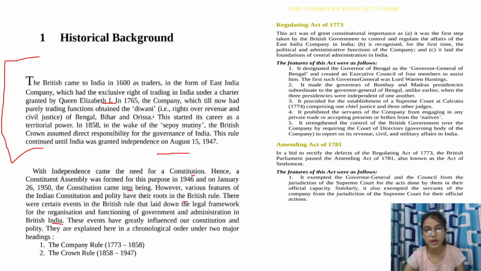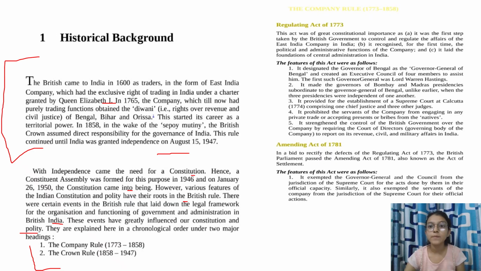When the British were there, they had certain rules and guidance on what basis a country should be ruled. Those are the ideas that we have incorporated from them, and with some modification, added in our constitution. These events have greatly influenced our constitution and polity. As I said, they inspired us to have certain provisions alike to them. They are explained here in chronological order under two major headings: the Company rule, that is the East India Company, and then the Crown rule, 1858 to 1947. So this is the era showing when they ruled and to what extent.